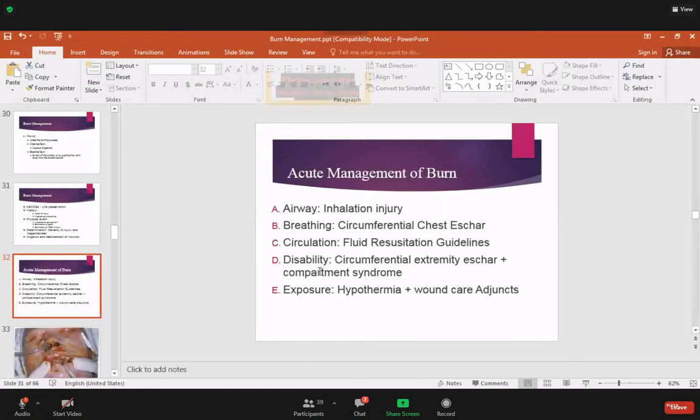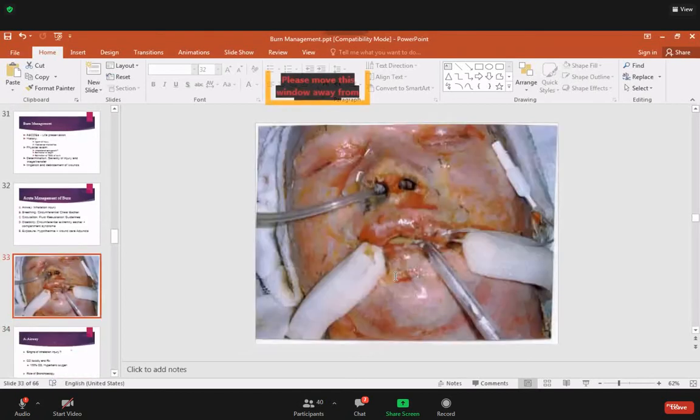So what is the acute management of the burn? We just discussed airway, breathing, circulation, disability, and exposure. If you see this picture, you can see this patient having burn of the body and burn of the facial region also. In this patient, it is very clear that this patient is suffering from inhalational injury.